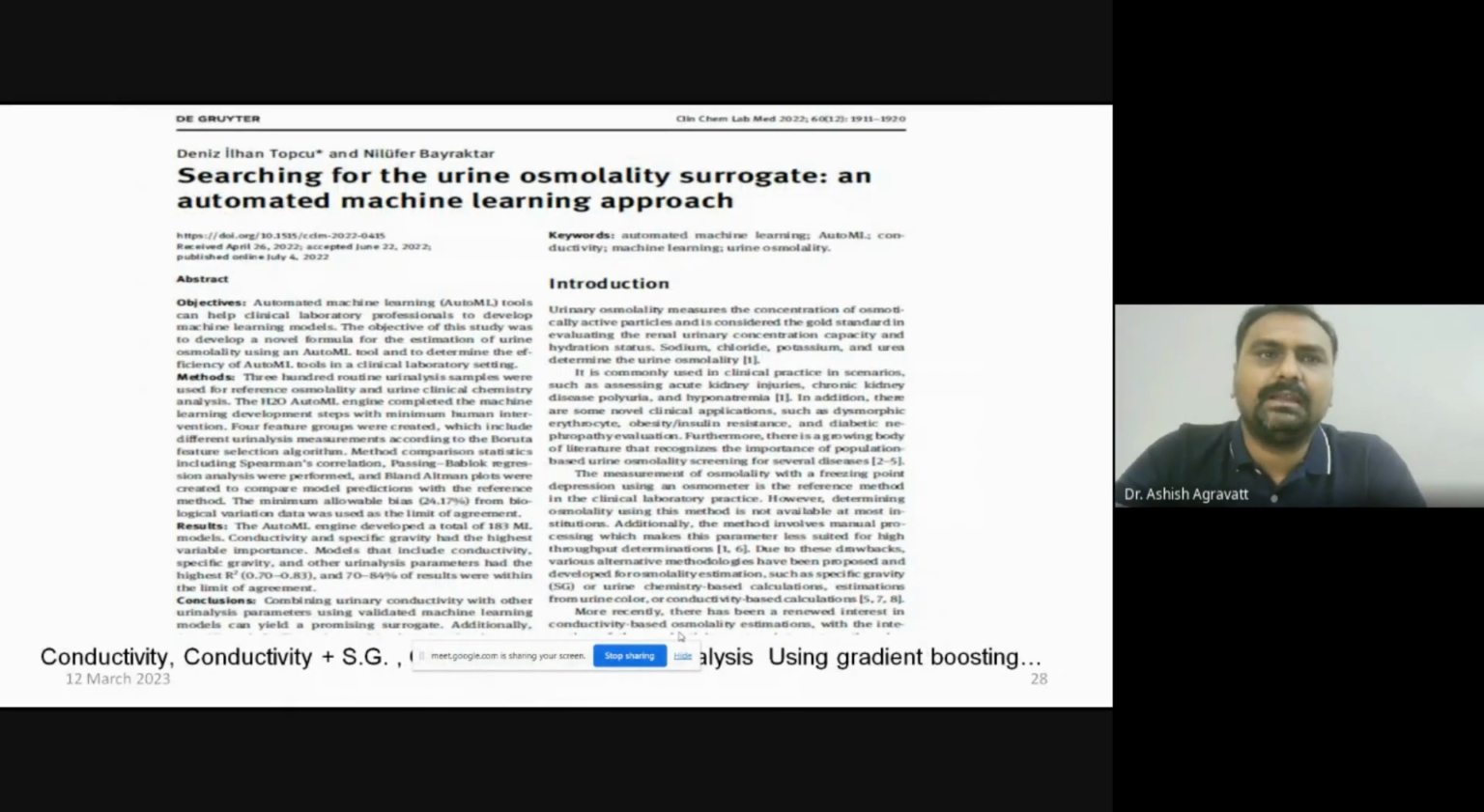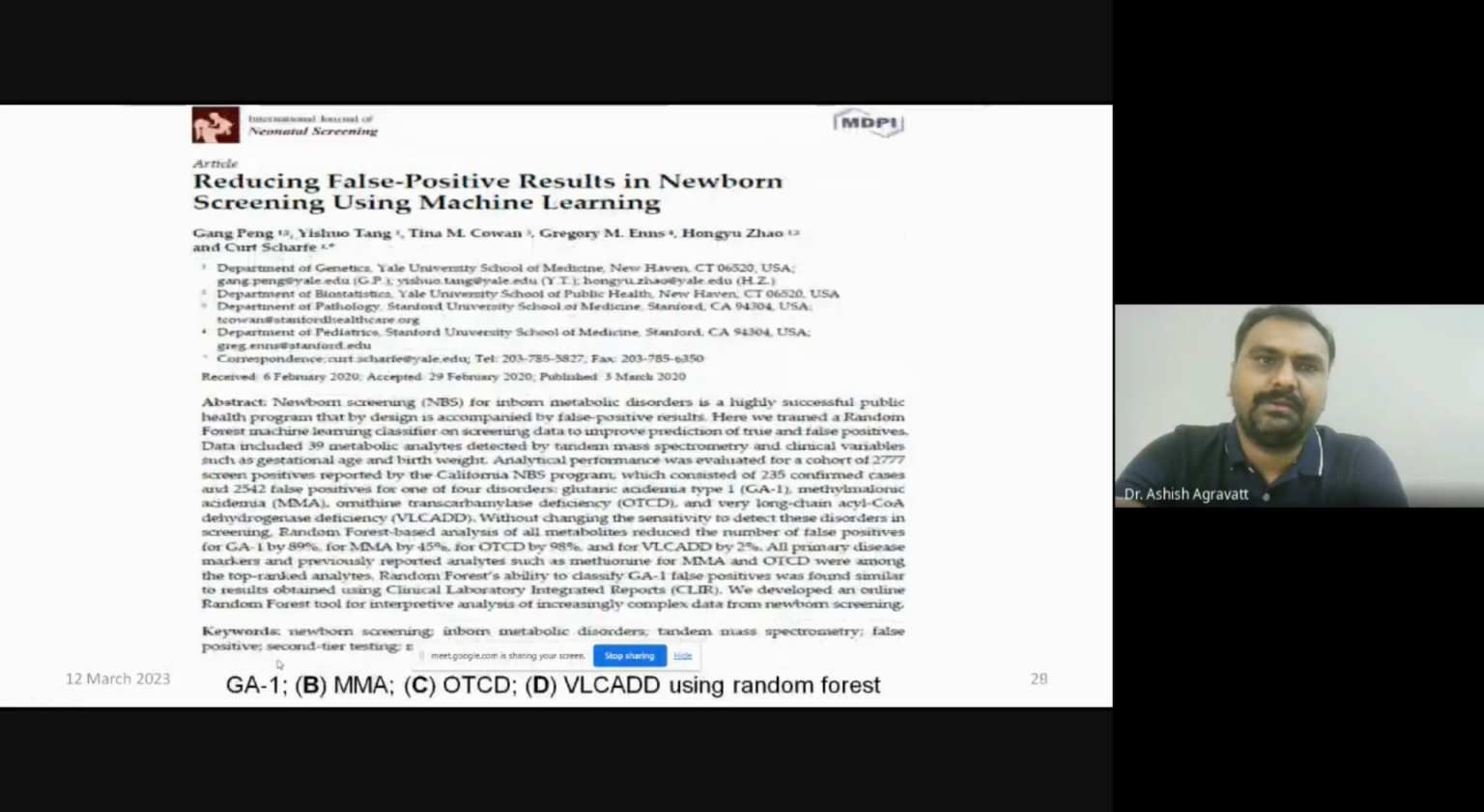Here is another article about the search for a urine osmolality surrogate using an automated machine learning approach. With the use of this extreme gradient boosting approach, different surrogate markers for osmolality measurement were counted, like conductivity with specific gravity, or conductivity with routine chemical analysis. So based on that, they estimate the osmolality.